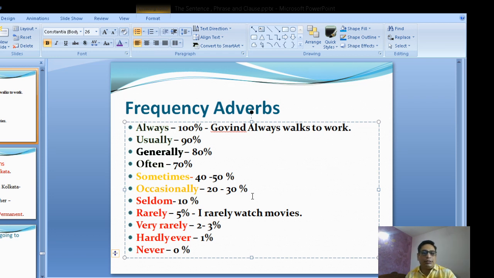Now you can see I have color coded all of these from green to red, and the shift is from how much you do it to you never do it. So this journey from always to never will help you frame sentences about habits. Now this is crystal clear, right?